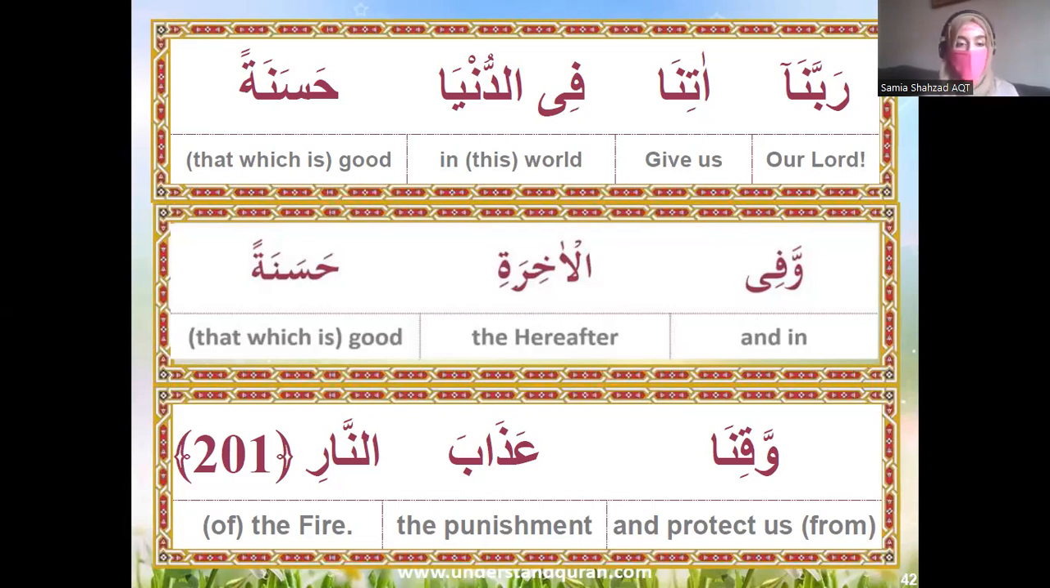That's right, mashallah. Fi. Fi is what? Actually, is it noun, verb, or particle? Particle. Preposition. It's a particle. That's right, brother, mashallah.